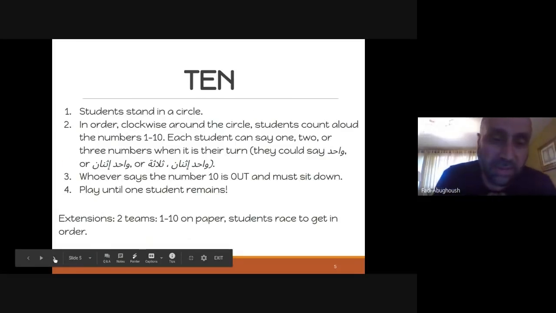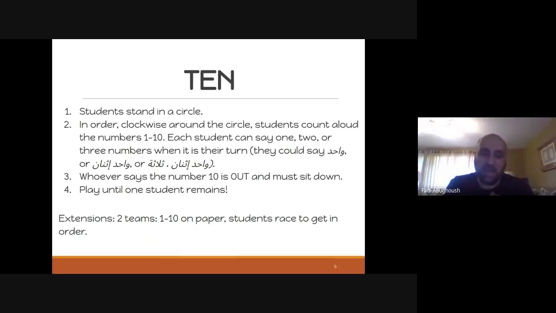Okay, this is another brain break. It's called 10. In Arabic it means ashara. All the students will stand in a big circle around the room. In order, clockwise, around the circle, students count aloud the numbers 1 to 10. Each student can say one, two, or three numbers when it is their turn. Whoever says the number 10 is out and must sit down. Play until one student remains.